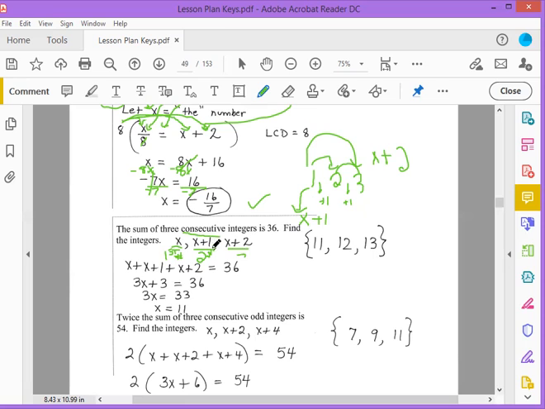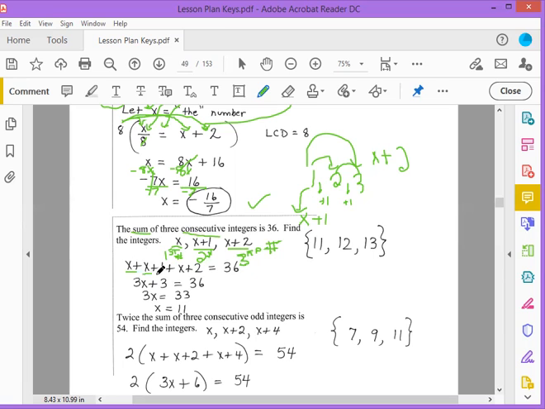x plus 1 represents the second number. And x plus 2 represents the third number. So we have x for the first number, x plus 1 for the second number, and x plus 2 for the third number. You're told that the sum of those three numbers is 36. So that's why we wrote this equation, x plus 1 plus x plus 2 equals 36.